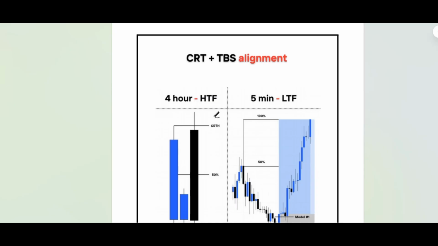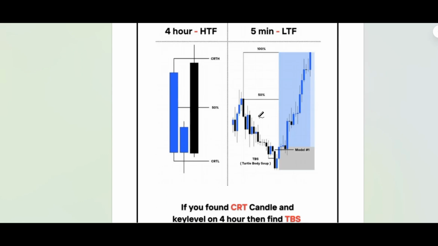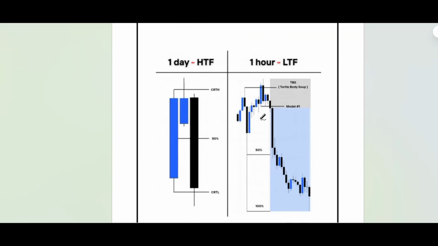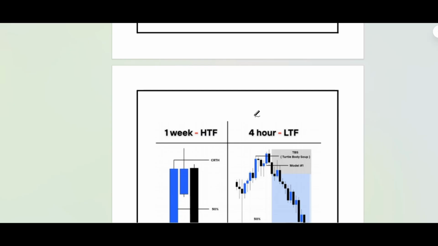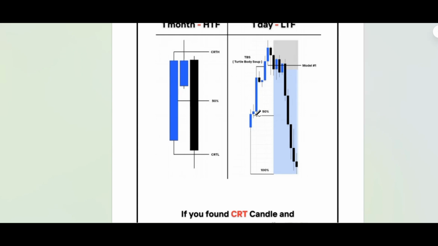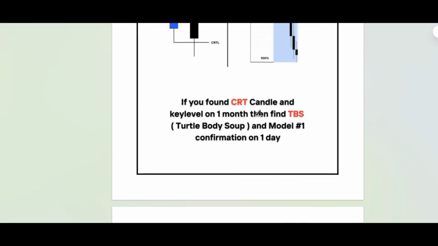For the 4-hour candle, mostly we are supposed to be using the 5 minutes for entry. You use 4 hours for analysis and 5 minutes for entry. But if you're a beginner, I recommend 15 minutes for entry. And if it is 1 hour, you use 5 minutes for entry if you are a beginner and 1 minute for entry if you are a pro trader. Last but not least, for 1 day you use 1 hour for entry. For 1 week you use 4 hours for entry. And for 1 month we use 1 day for entry.